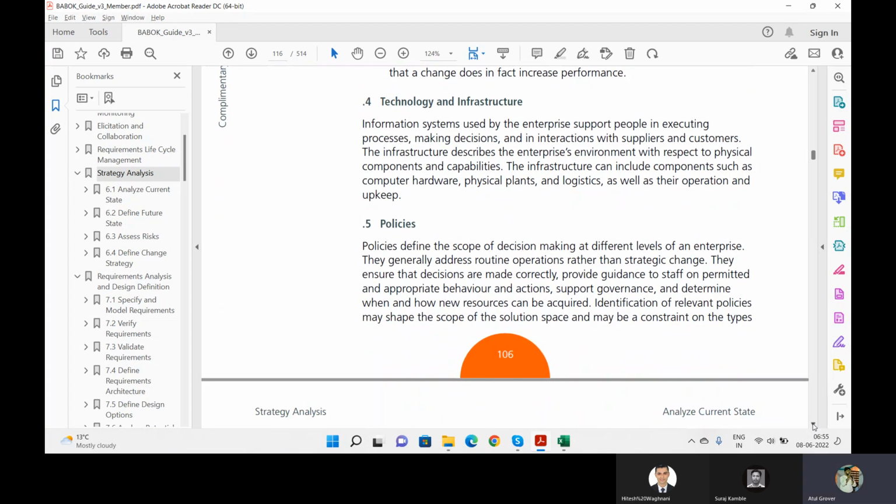That is, what technology, what system, or what infrastructure you have to make these changes, to proceed with these changes. What policies do you have? It can be organization-level policies, enterprise-level policies, department-level policies, country-level policies, or city-level policies. These policies also play a vital role to analyze your current state and move to the to-be part.